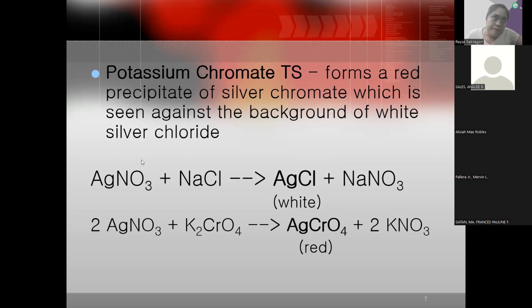So if they are going to react, this will form a white precipitate called silver chloride and another substance, which is sodium nitrate. Now, the excess silver nitrate will react with our indicator. Our indicator, again, is potassium chromate. This is the second indicator that can be used for the volumetric precipitometry, leading to the formation of silver chromate, which is also red in color. And then if the red color already occurs in the reaction, then that means it's already the endpoint.